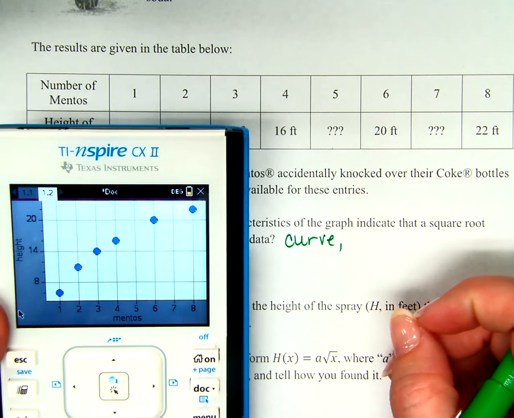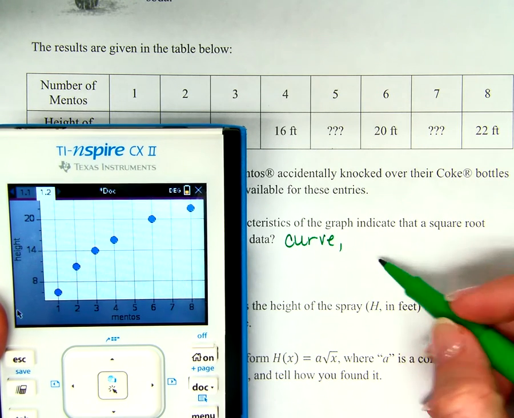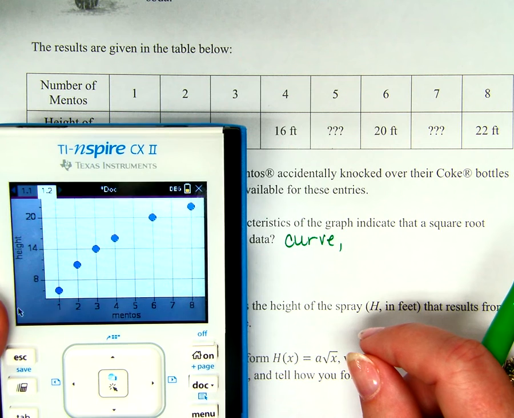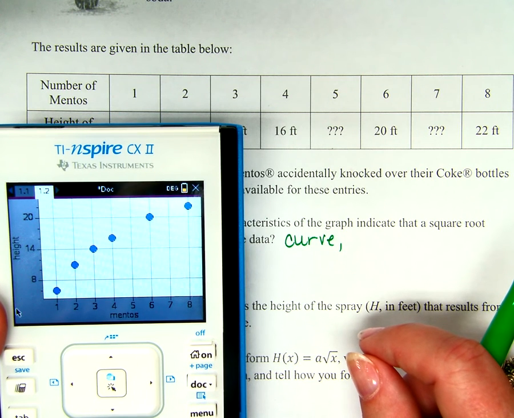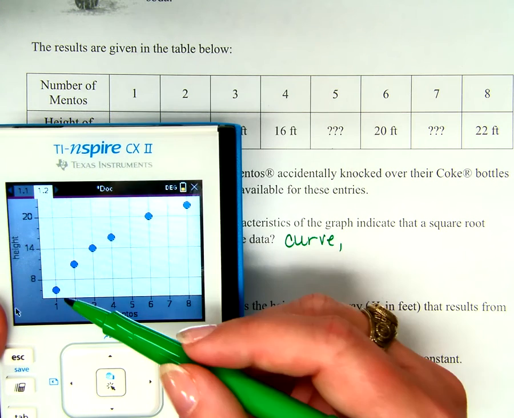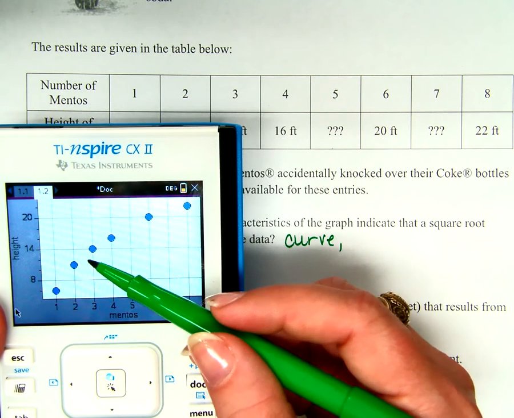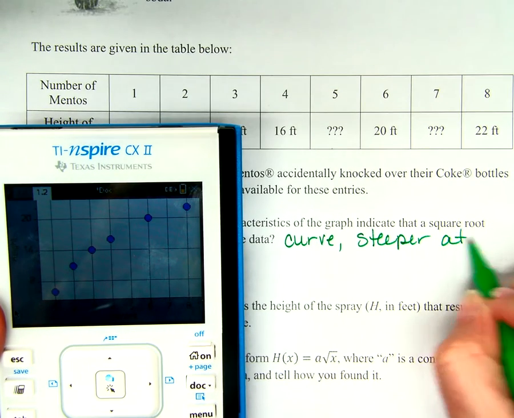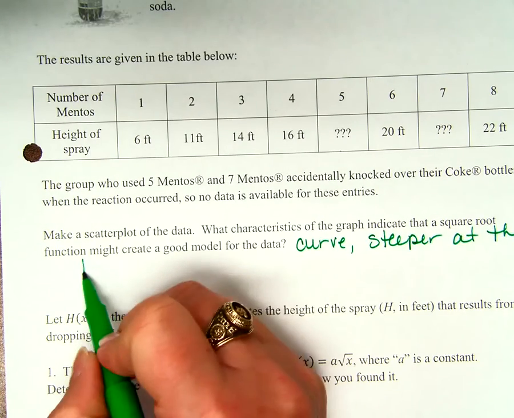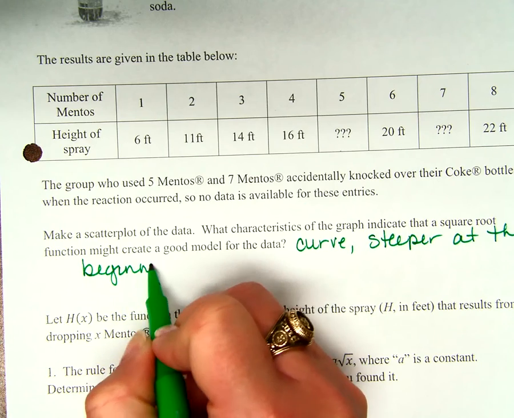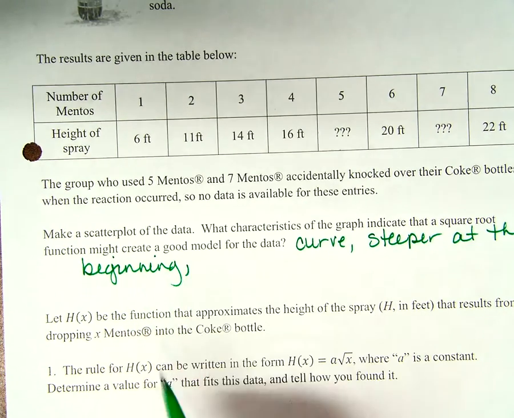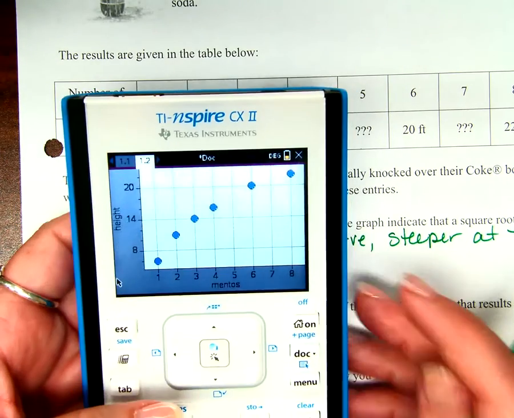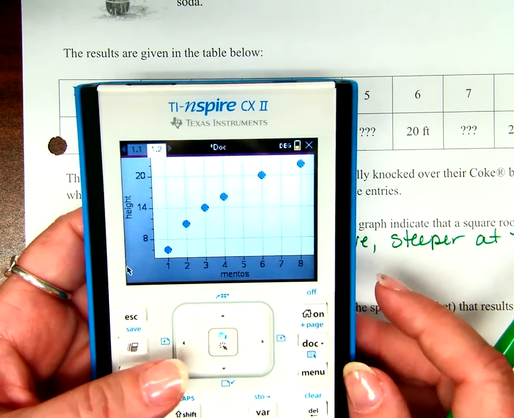Can you think about a square root in your head? What does it look like? Whoosh. Right? So it's steeper at the beginning? Any other characteristics that you can think of?